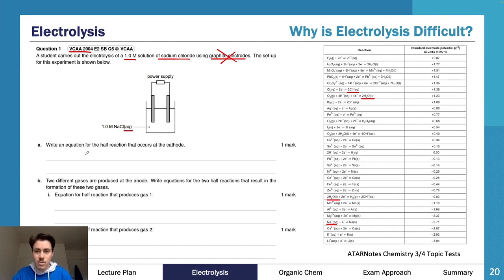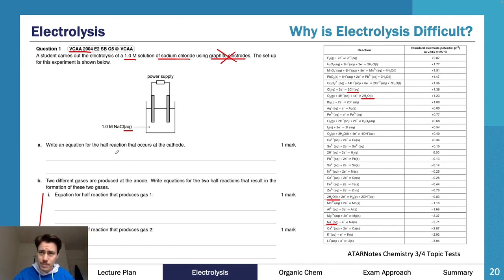And then it says, write a half equation that would occur at the cathode. And then it says 2 different gases are produced at the anode. Write equations for the 2 half equations that result in the formation of these 2 gases. So I've got an equation for the half reaction that produces gas 1, and an equation for the half reaction that produces gas 2. So I've got 2 gases producing at the anode. And as it says here, I've got to write an equation for the half equation at the cathode. So it's a bit of a confusing question because it's asking me about 2 half equations. And you're like, what's going on? Why do I need 2 half equations?